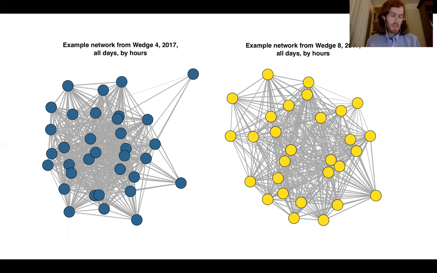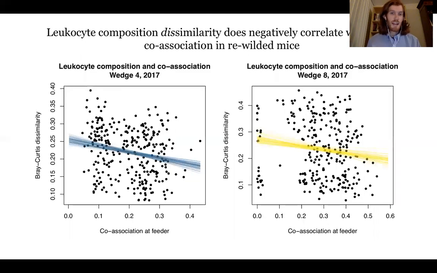Given that variation, then it seems like we can ask the question whether social association negatively correlates with dissimilarity of immune phenotypes. So we do Bray-Curtis dissimilarity of leukocyte profiles and ask if that negatively correlates with social co-association. And to do this, I did a basic Bayesian linear model. And we do indeed find that leukocyte composition dissimilarity does negatively correlate with social co-association in rewilded mice. So dissimilarity is on our y-axis here, and you can see that it negatively correlates with co-association in both of the enclosures that I've done this analysis for.